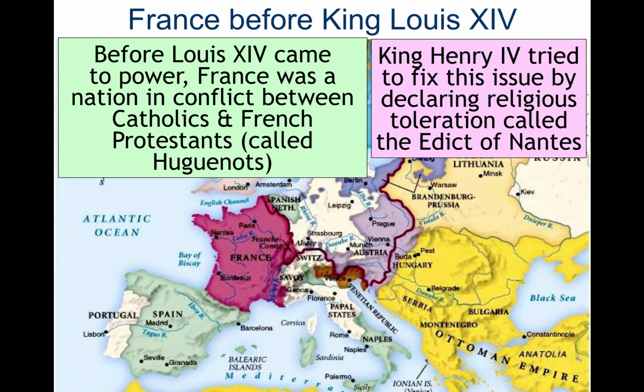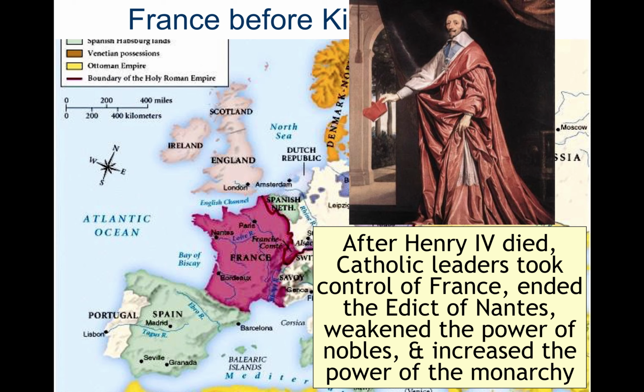King Henry IV, who is Louis's father, tried to fix this issue by declaring religious toleration in the Edict of Nantes. After Henry IV died, Catholic leaders took control of France, ended the Edict of Nantes, weakened the power of nobles, and increased the power of the monarchy. So before, Louis's father tried to say, hey, you can practice whatever religion you want. I know there's religious turmoil between the Protestants and the Catholics here. You can be whatever you want. Doesn't matter. Now, that's nice from a legal standpoint, but that doesn't mean the Catholics were suddenly okay with being neighbors with Protestants. There's still a lot of fighting between them.